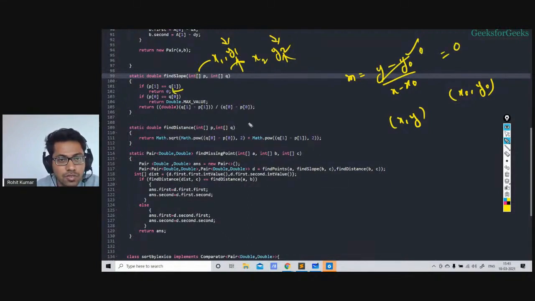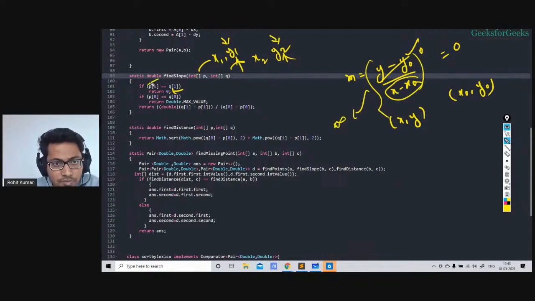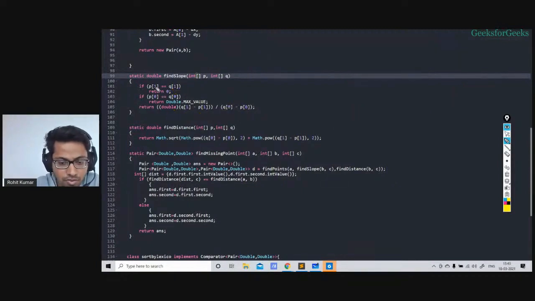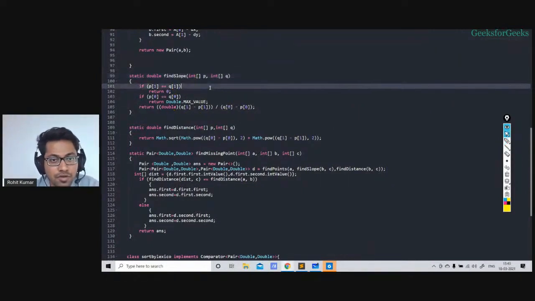So you're returning 0. What if your x naught and x is same? Then the denominator will be 0 and as a whole this tends to infinity. So as the return type is double, I am returning the maximum value of double in Java. Otherwise, if these are not true, we are properly calculating our slope and finally typecasting it to double. Because these are all integer values, we need to typecast as our return type is double. All right, great. Now we have seen the find slope method.